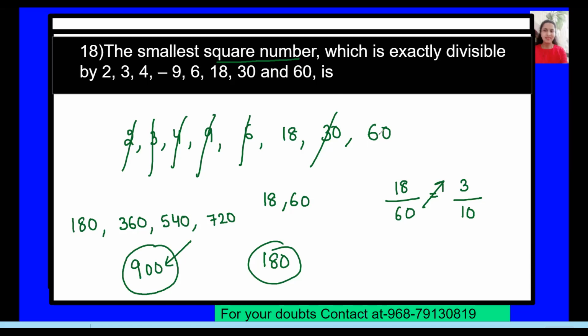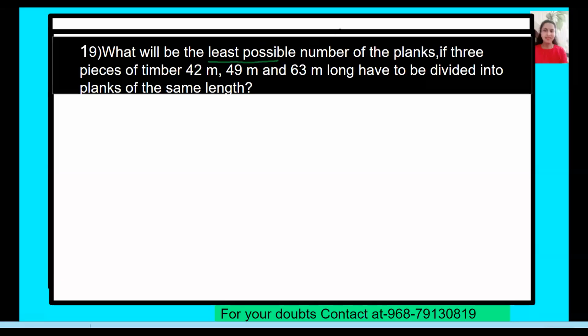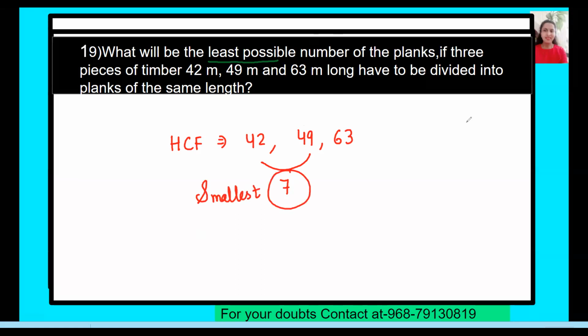So that was the question being asked. So whenever we talk about least, whenever we talk about the least number, then definitely we have to find the HCF. So HCF of 42, 49 and 63, you can use the difference method. The smallest difference is 7. So HCF would be 7.